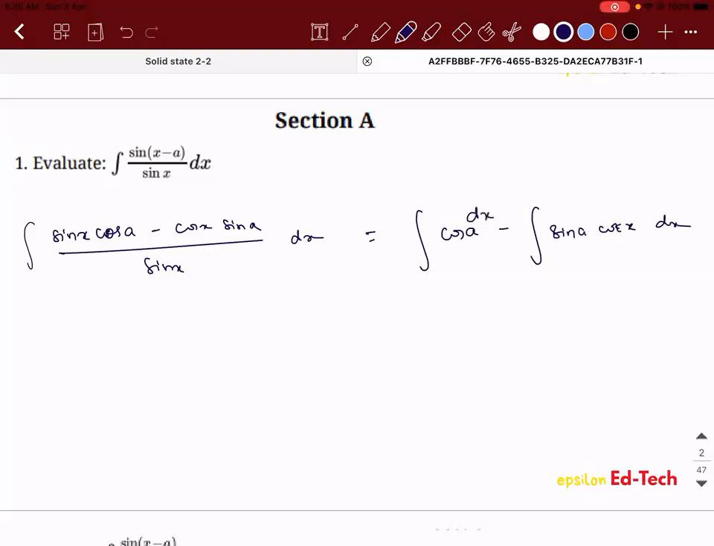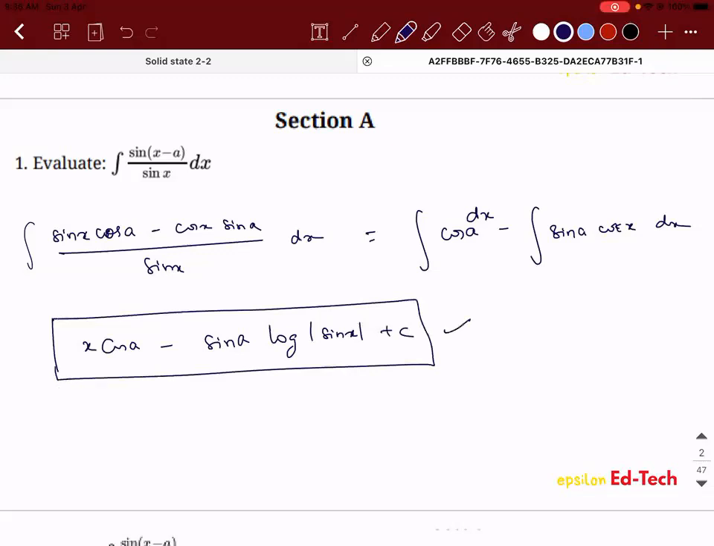Okay, here you will have dx. So cos a you can take out, integral of dx is x, minus sine a you can take out, integral of cot x is log of mod sine x plus c. So this is the required answer. Okay.